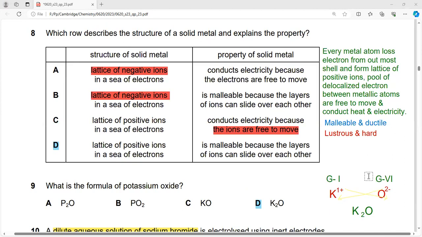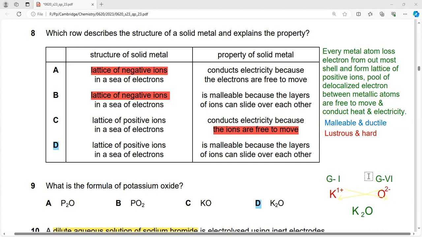Question number 8: which row describes the structure of solid metal and explains its properties? For example, a solid metal is basically made of metallic atoms that have lost electrons. They contain extra electrons in their outermost shell. They lose these extra electrons to get the octet rule or a stable electronic configuration. In this way, they make positive metallic ions, while the free electrons get delocalized between the positive metallic ions. That's why these free electrons can easily conduct heat and electricity. Metals are malleable and ductile in nature, and have a lustrous and hard structure.